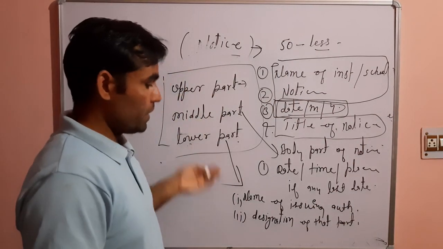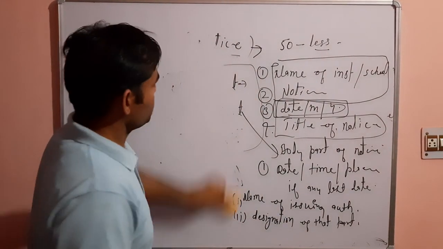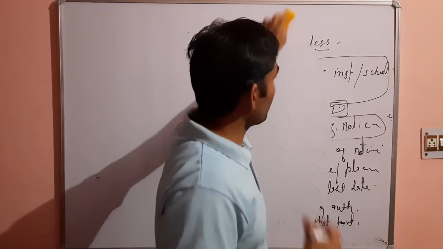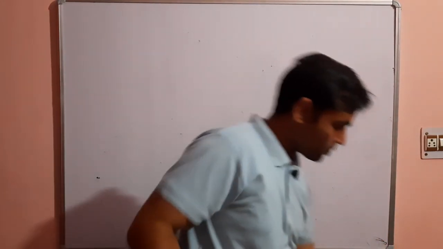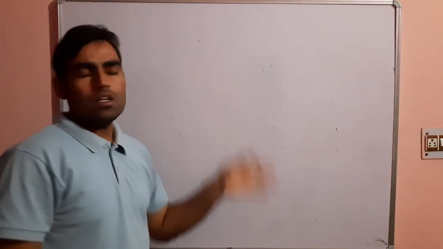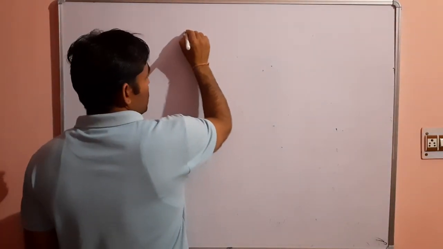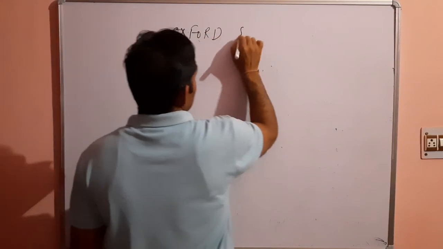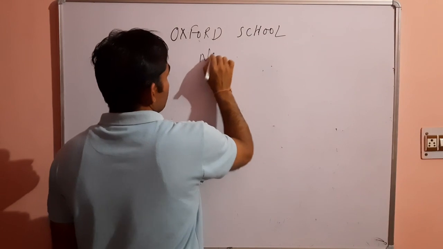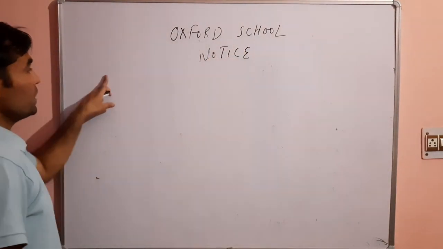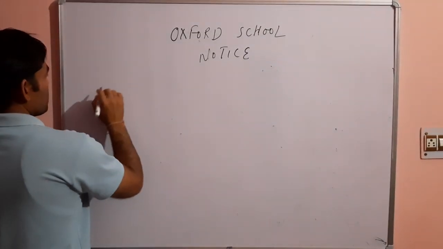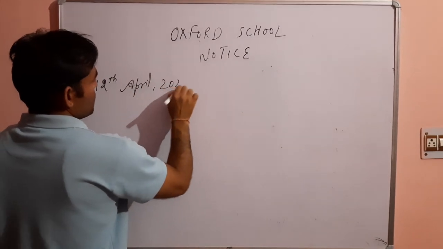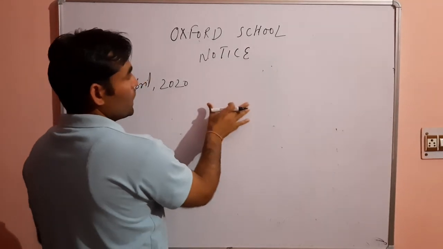Now I would like to give a demo of how a notice is written. For example, if we are to write a notice about a cultural program of a school, then how will you frame the notice? First of all, in the question you will be given the name of the school. You are supposed to write the name of the institute or the school to which it is related. Oxford School. Here in the center you are supposed to write notice. After that you can write the date: 12th April 2020.